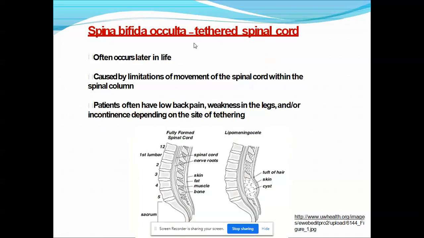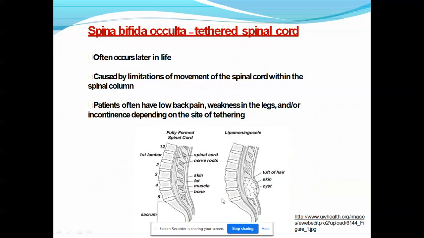In spina bifida occulta, there will be a tethered spinal cord, which often occurs later in life. It is caused by limitation of movement of the spinal cord within the spinal column. Patients often have low back pain, weakness in the legs, or incontinence, depending on the site of the tethering.